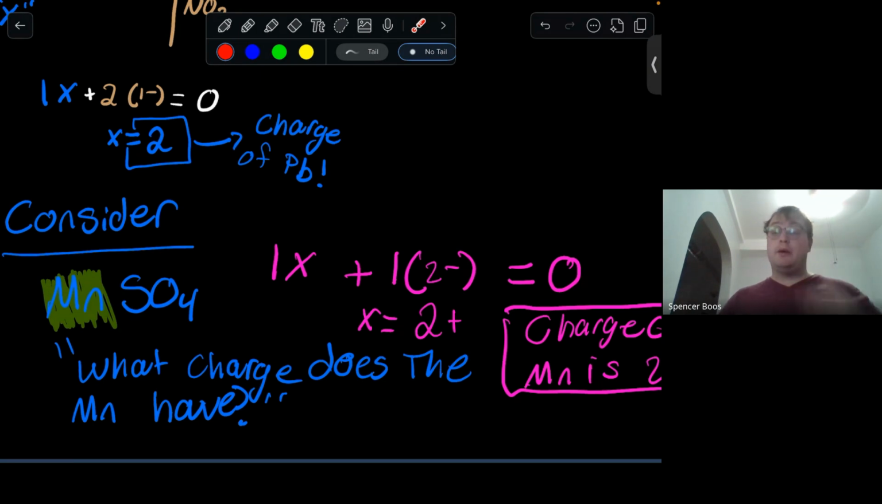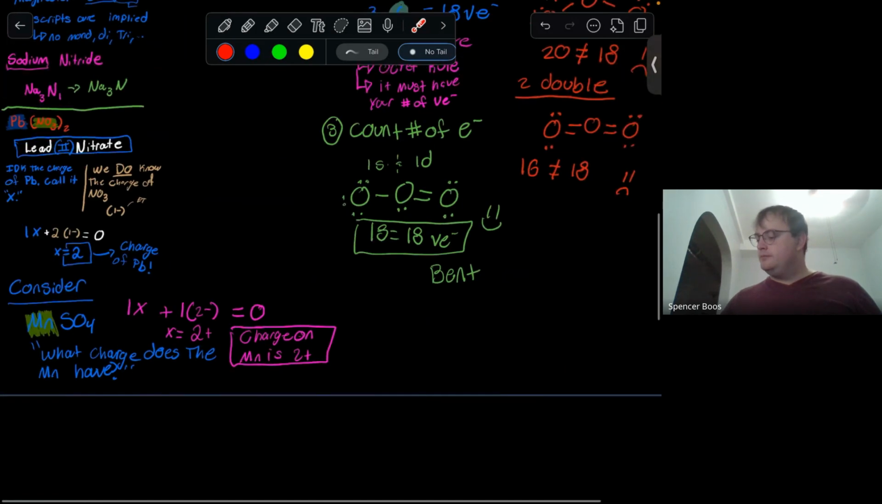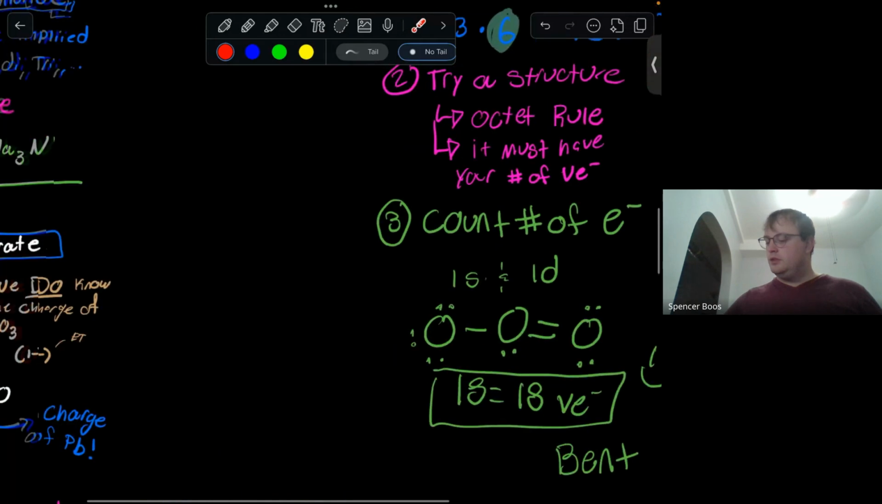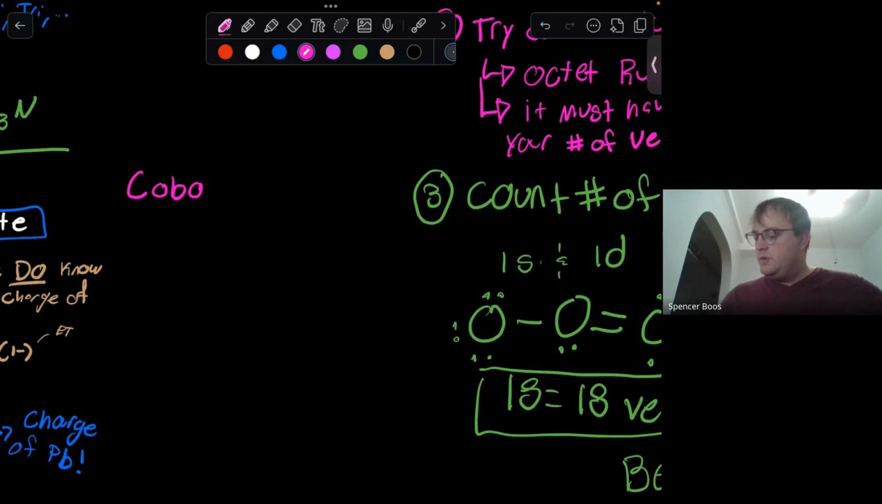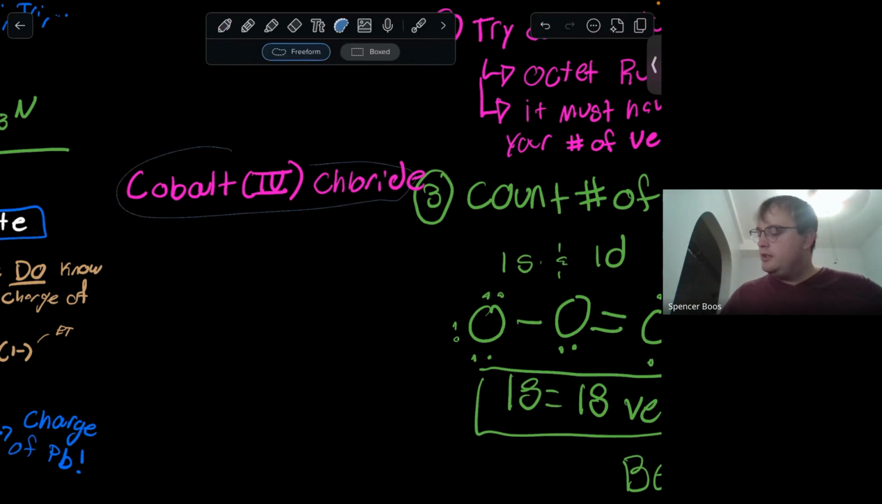Can we do another practice problem with Roman numerals? Absolutely. Let's say I give you this: cobalt 4 chloride.